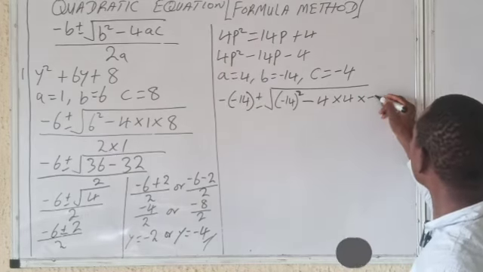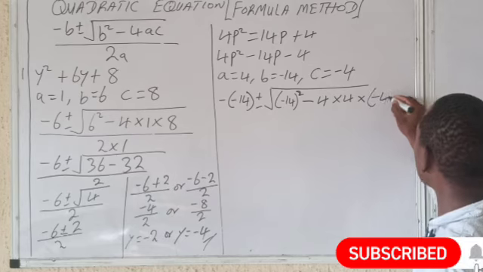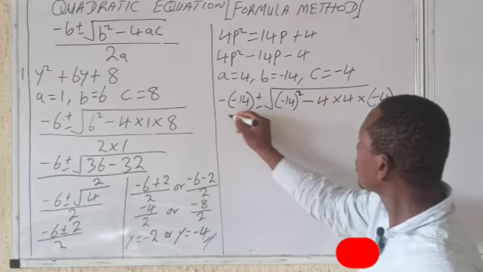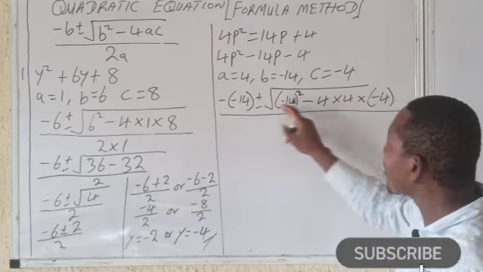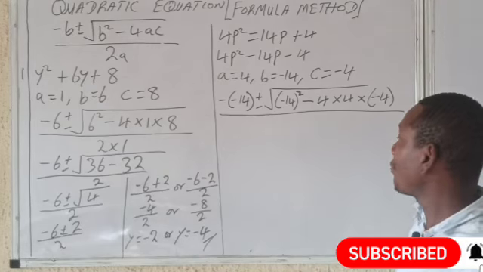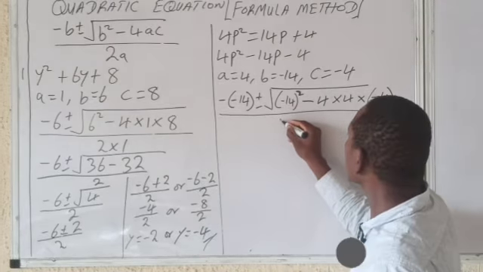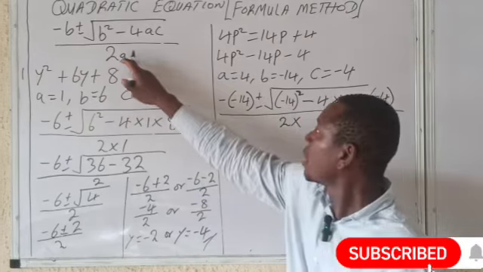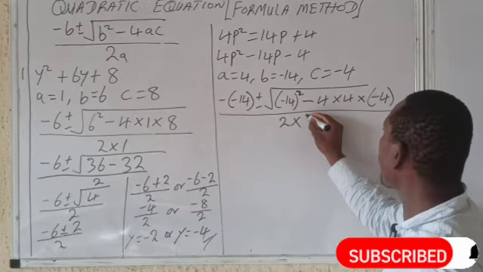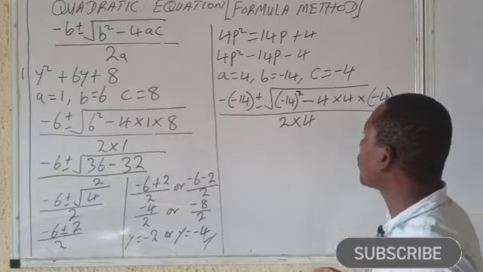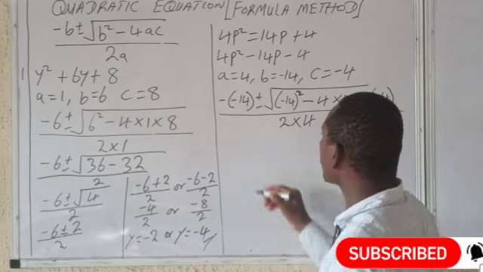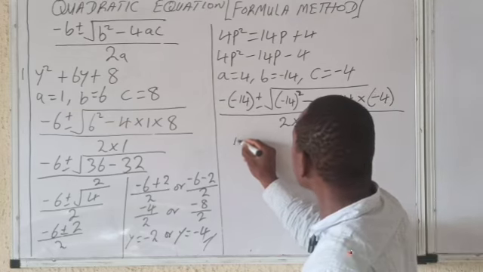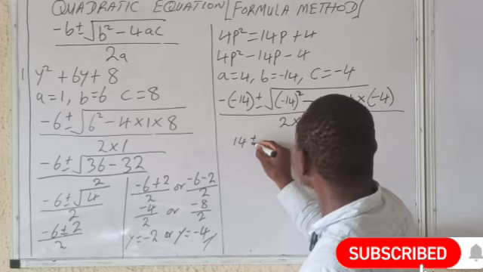So now we have bracket minus what? 4. Okay. Always take note of the sign. Be careful with sign. Very important. Then we now have 2 times A, right? 2 times 4. So you solve. Now this minus will multiply this minus to become plus. So we now have 14 plus minus.